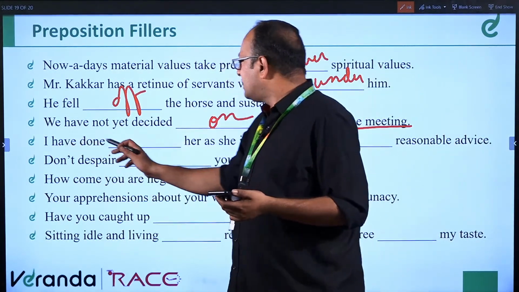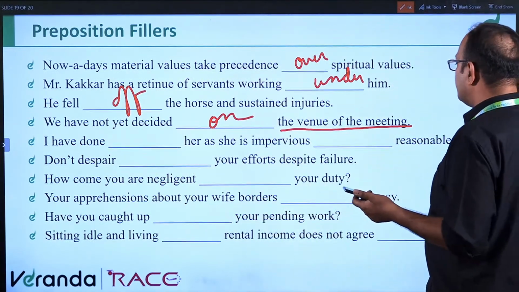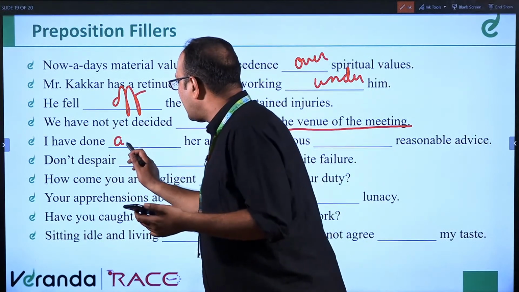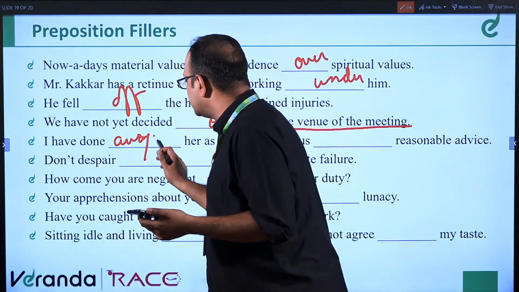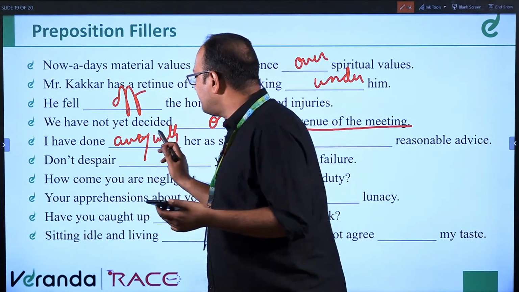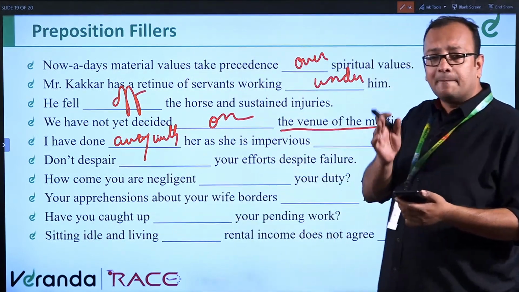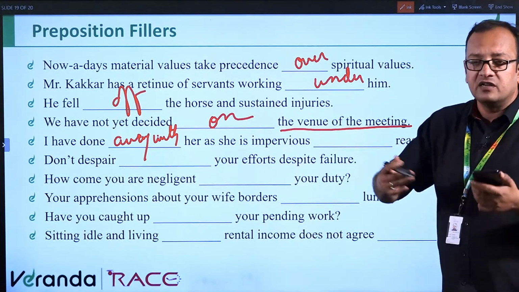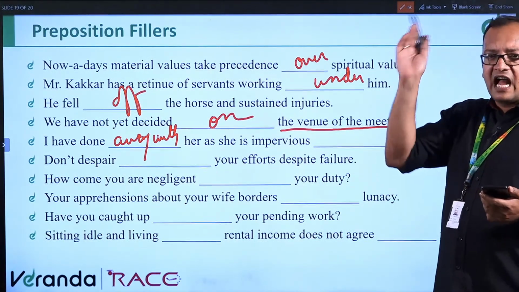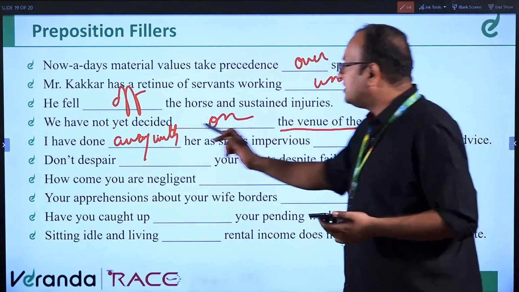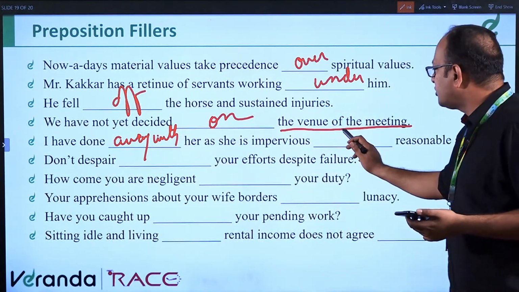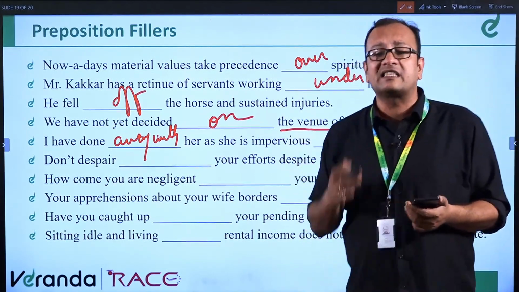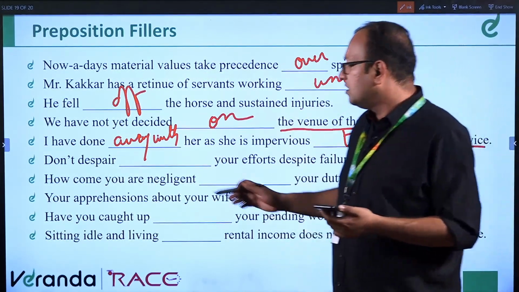Okay. I have done dash her as she is impervious dash reasonable advice. I have done away with her. I have done away with her means I have removed her from my company. Company here means accord, relationship, not the actual company which you talk about. I have done away with her as she is impervious to reasonable advice. Impervious to means she is not ready to accept serious advice.